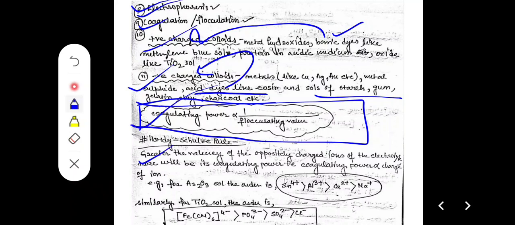For As2O3 sol, the order is Sn4 plus, then aluminum 3 plus, then calcium 2 plus, then sodium plus. So there is 4 charge, 3 charge, 2 charge, 1 charge. When the charge decreases, the coagulating power also decreases. Similarly, for TiO2 sol, the order is [Fe(CN)6] 4 minus, then PO4 3 minus, then SO4 2 minus, and the last one Cl minus. As the negative charge decreases, the coagulating power also decreases.